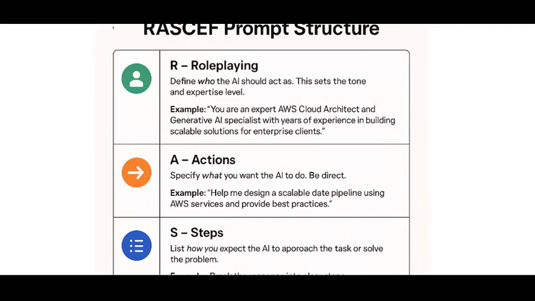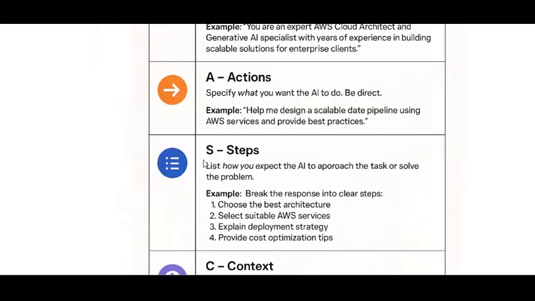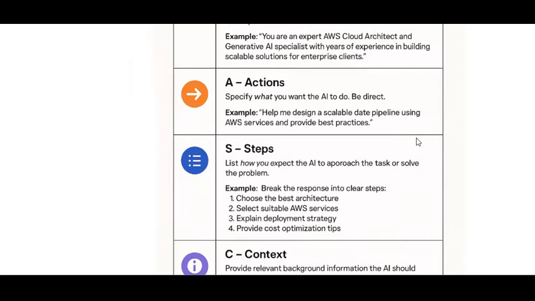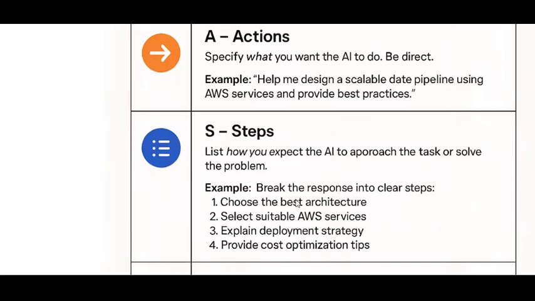So let's assume you defined role play and action in your prompt. Then after that you need to specify the steps. So what do these steps say? This will say what approach the AI will follow to assist you in solving that particular problem. If we take an example, break down the response into clear steps, like choose the best architecture and select suitable AWS services, explain deployment strategies, provide cost optimization tips. So like that.